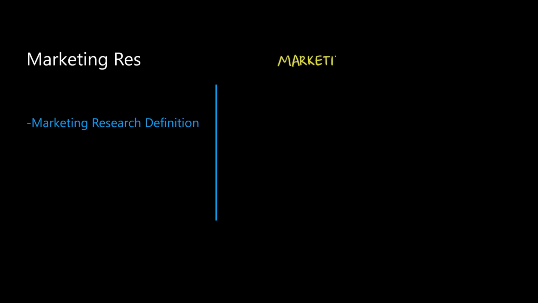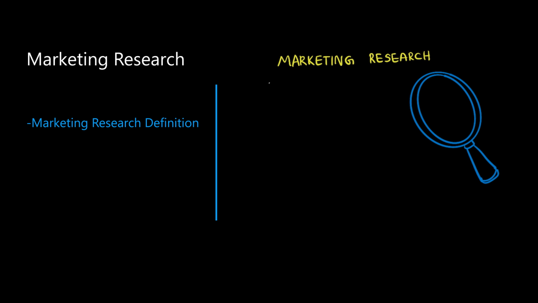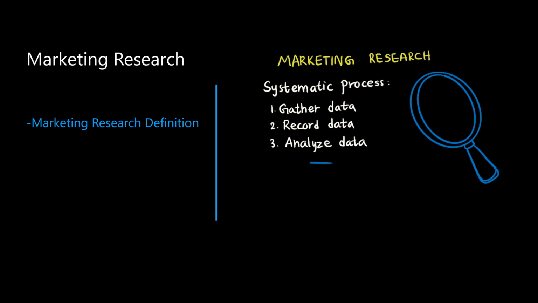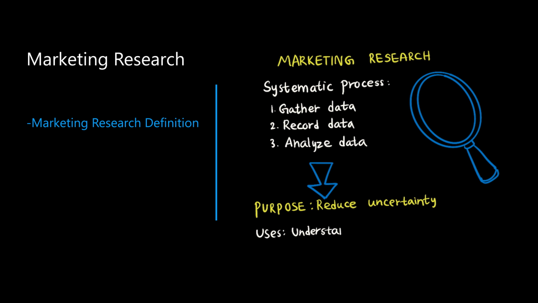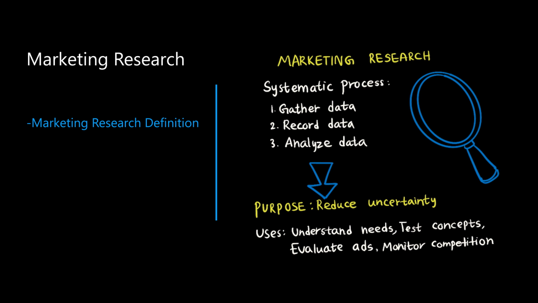Now let's explore marketing research, another major exam topic. Marketing research systematically gathers, records, and analyzes data about customers, competitors, and markets. Its purpose is reducing uncertainty in decision-making. Companies use research to understand customer needs, test new product concepts, evaluate advertising effectiveness, and monitor competitive activities.